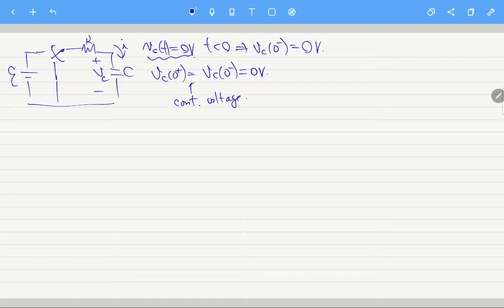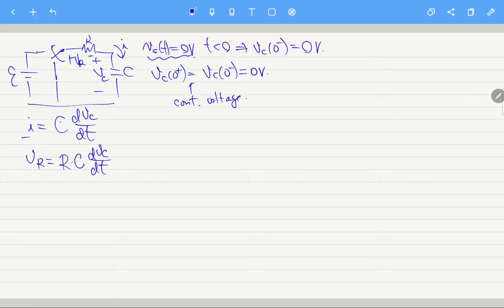Also, if you still remember, the relationship between the current and the voltage is I equals C dVC/dt. So this is the current. The voltage across this resistor, VR, is nothing but R times I, and now we know that I is this one, so VR is R times C dVC/dt.